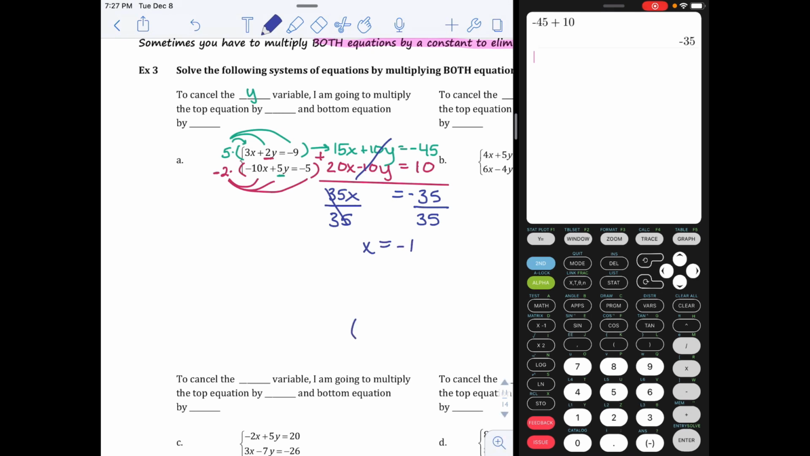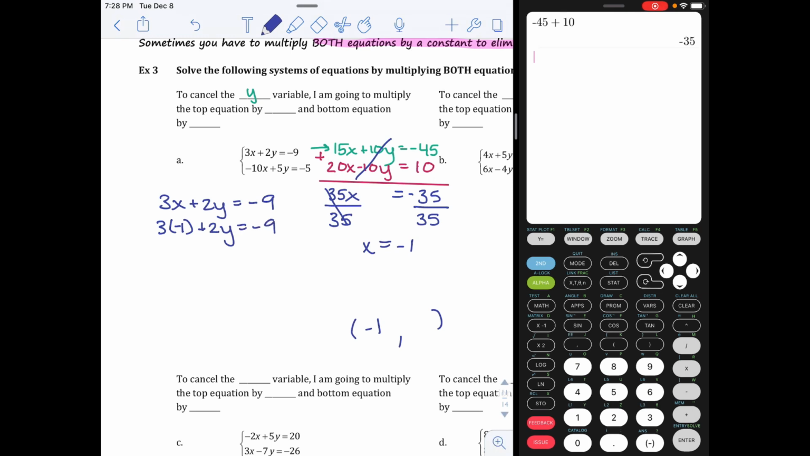Let's set ourselves up for success. Put that x value into the first slot, and then you are back to doing the same stuff, right? Pick one of the two original equations that looks easier to you. I'm just going to pick the top one. So 3x plus 2y equals negative 9. I'm going to substitute that negative 1 for the x spot.